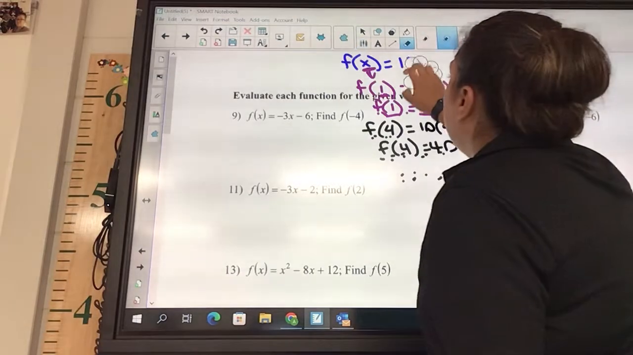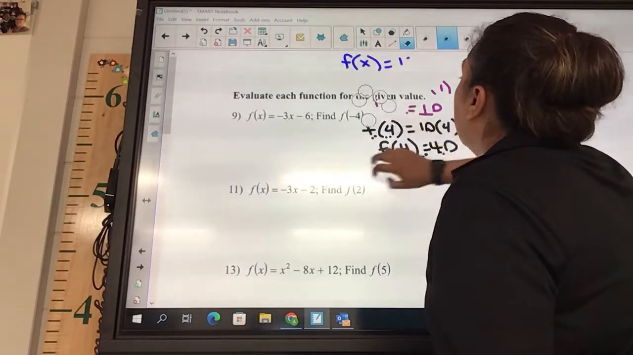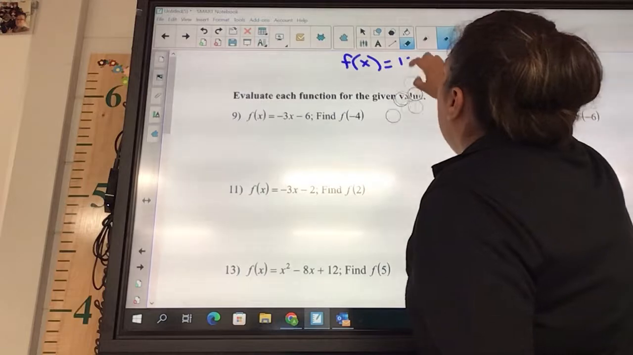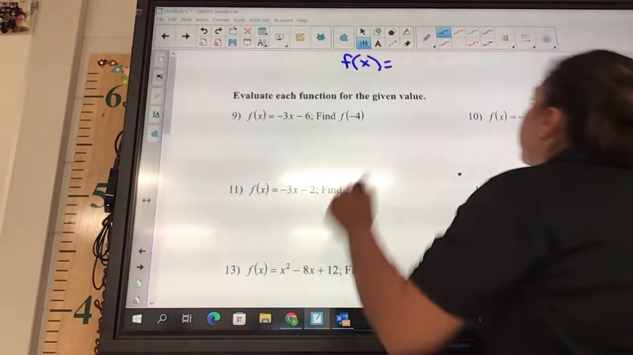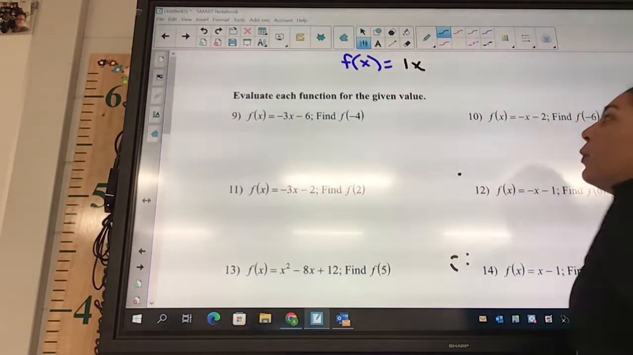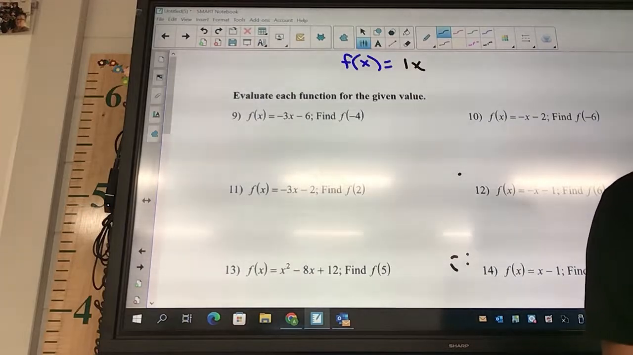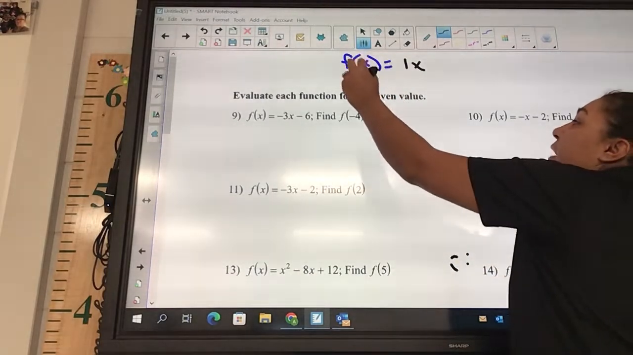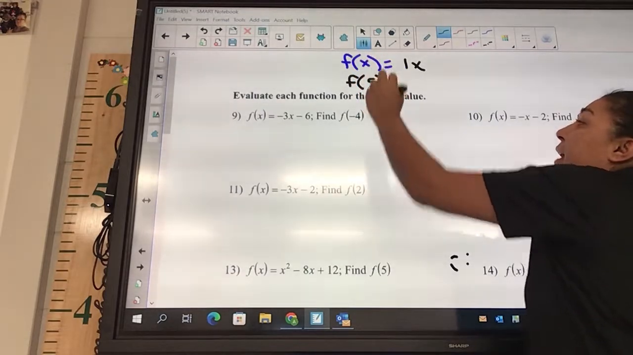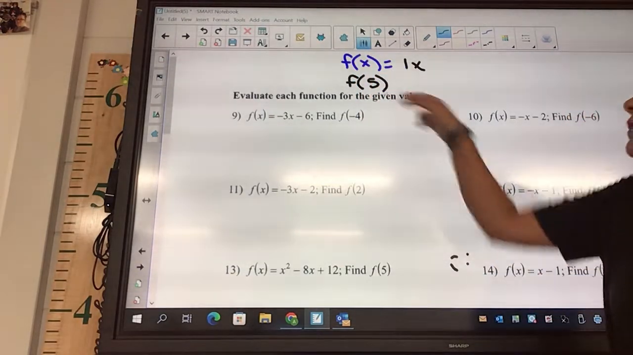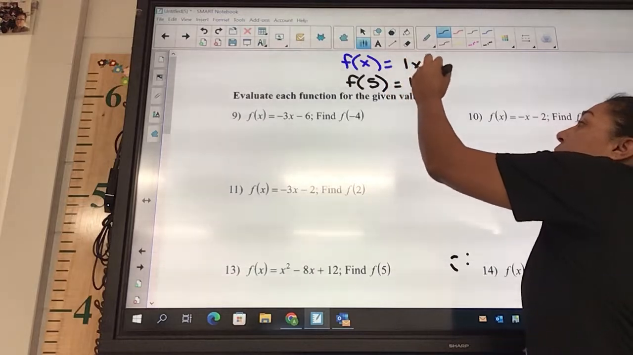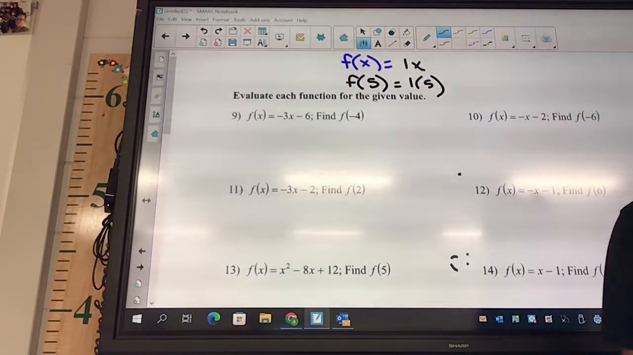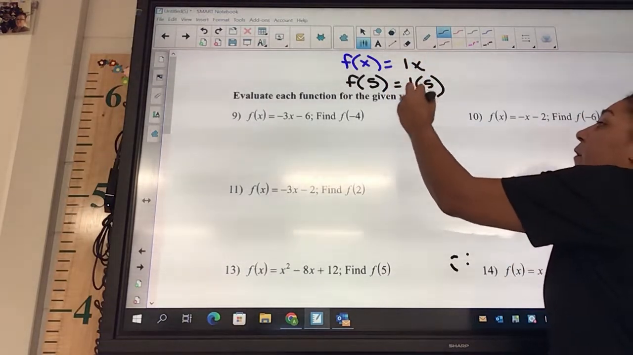We can do it with, okay, we talked about McChickens. How much are McChickens? $1. Okay, so we put 1x. Well, what if I buy 5 McChickens? How much should it be? $5. So we say f of 5, if I buy 5 McChickens. Okay, well, what is 1 times 5? 5. Okay.